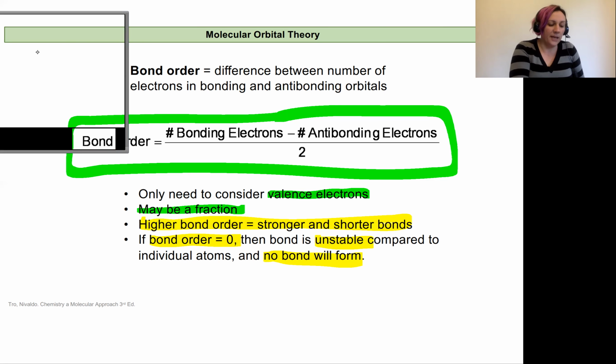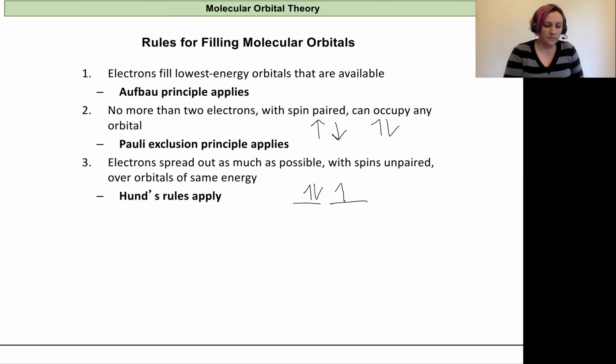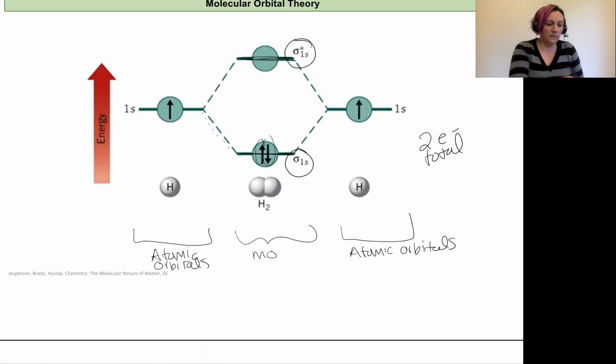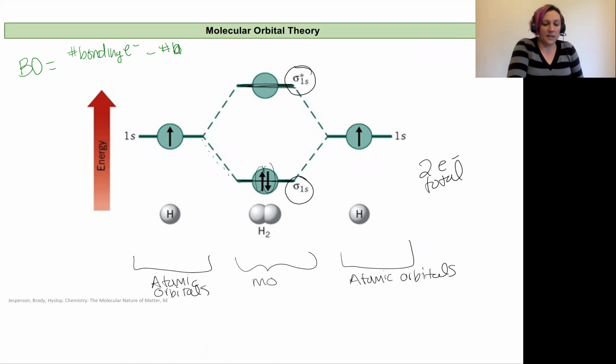So let's go back up and look at this for the hydrogen molecule we just discussed. If I want to calculate the bond order for this hydrogen molecule, my bond order, which I'm going to abbreviate BO, is going to equal the number of bonding electrons minus the number of anti-bonding electrons divided by 2. So in this case, I have 2 bonding electrons minus 0 anti-bonding electrons divided by 2, or a bond order of 1.